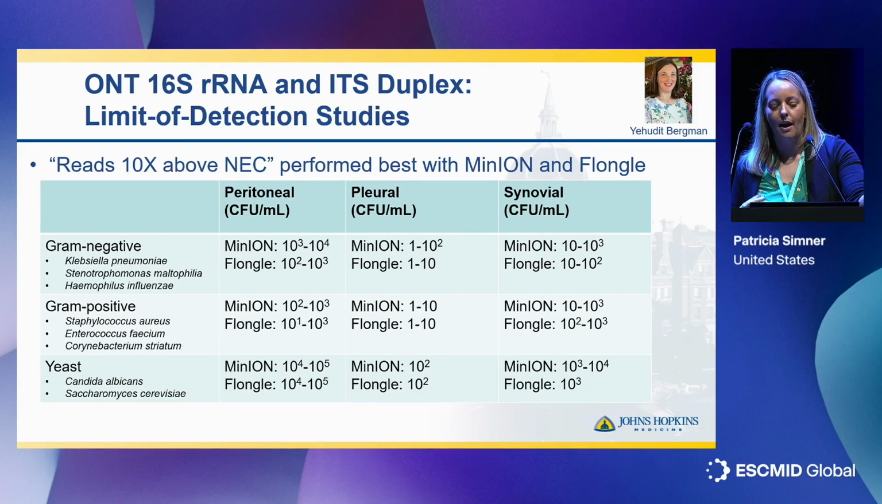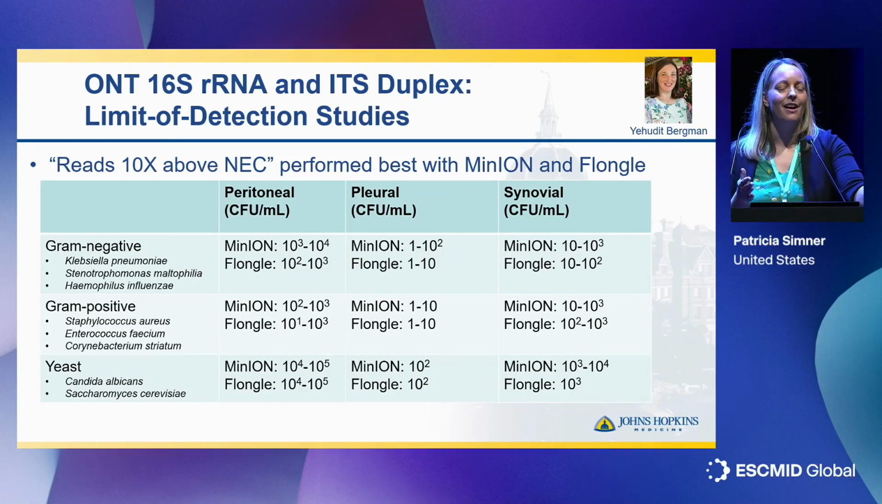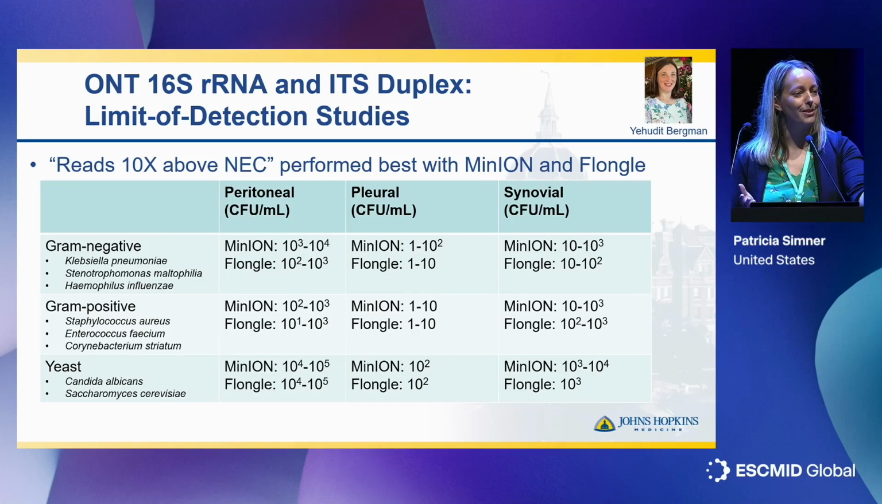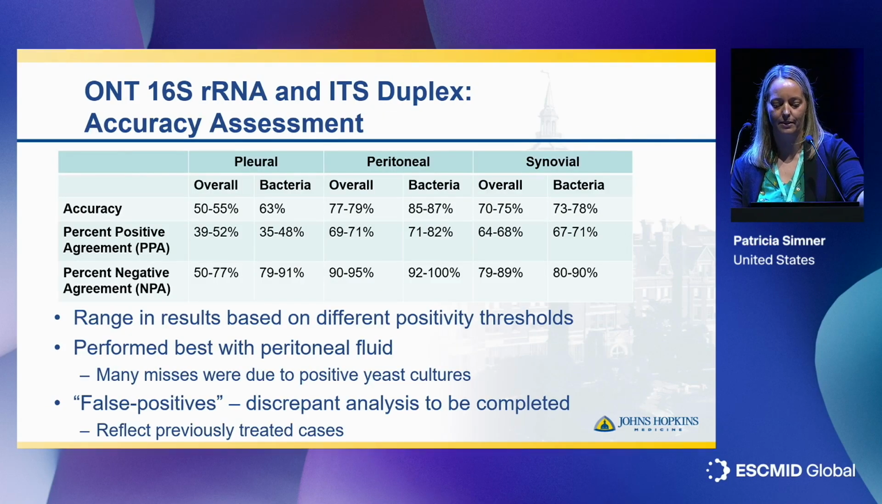And so you could see pretty good limits of detection on our gram-positive and gram-negative side. We were seeing quite high limits of detection, 10 to the 4, 10 to the 5, on the yeast side. So we knew right away that yeast detection might be a little bit of an issue as we move forward. The other fun thing that we did is we tested at the limit of detection the same specimens by fungal, and we're able to show very similar limits of detection by fungal as we were by MinION in this study for the 3 different specimen sources.